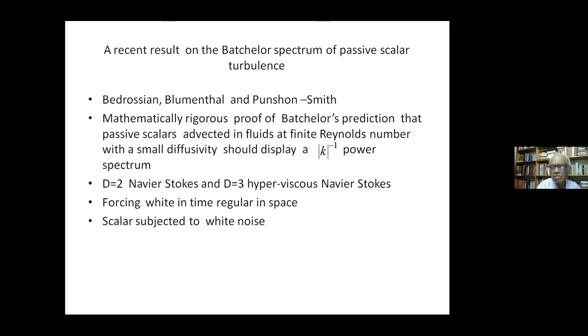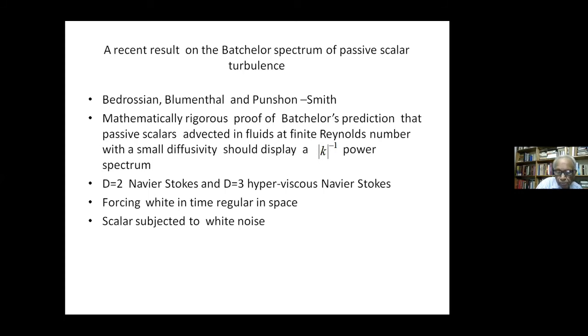But now recently there was a result which was very interesting about the Batchelor spectrum for passive scalar. This is a result due to Bedrosian, Blumenthal, and Punshon-Smith. It's a mathematically rigorous proof of Batchelor's prediction about passive scalars advected in fluids with a 1/k power spectrum. What they did was essentially what we talked about, in the sense that they took a Navier-Stokes in D equal to 2 or a D equal to 3 hyperviscous, and they used a forcing which for Navier-Stokes was white in time and regular in space, and the scalar was subjected to white noise as well.